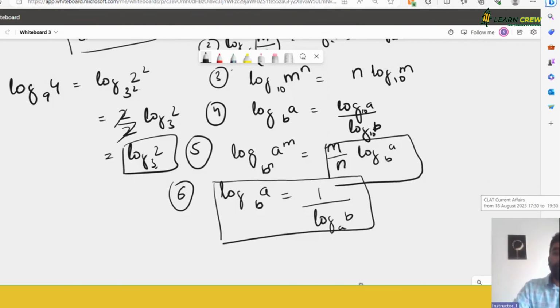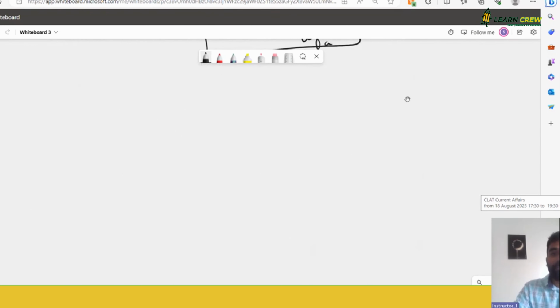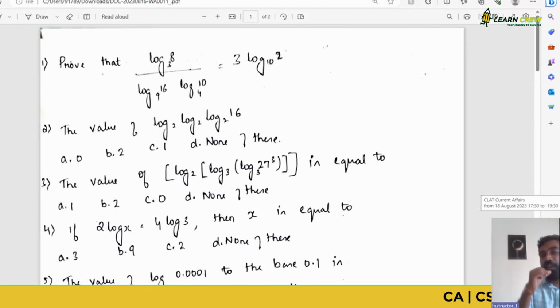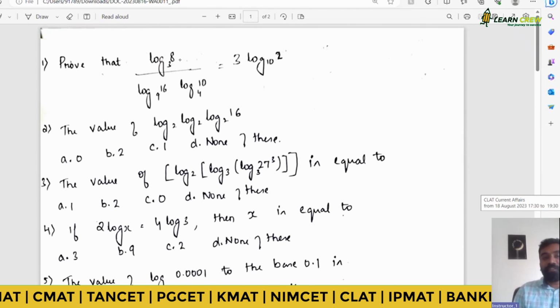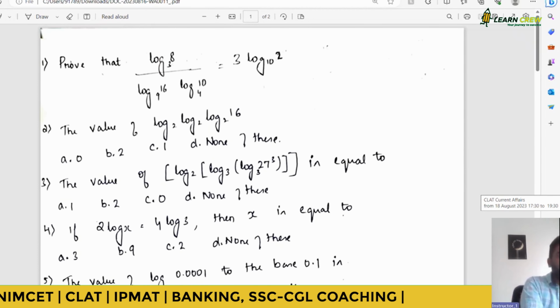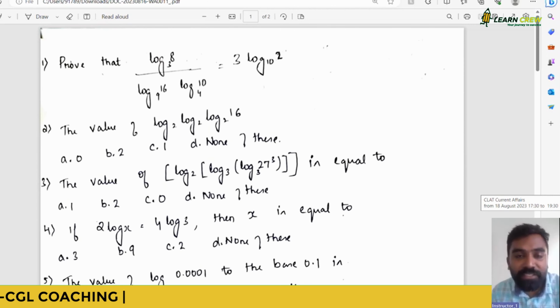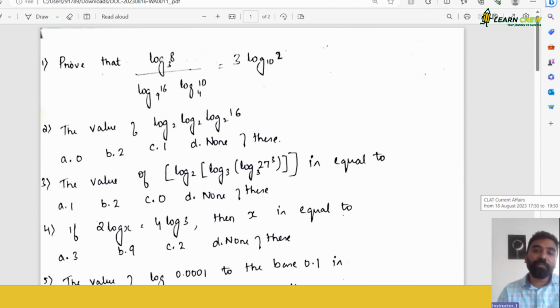Now let us start with your initial questions. Also, I'll touch upon a bit of complex numbers they might ask. First, the first question given is: log of 8 to the base 3 divided by log of 16 to the base 9, into log of 10 to the base 4, equal to 3 log 2 to the base 10. We have to prove that LHS equals RHS.